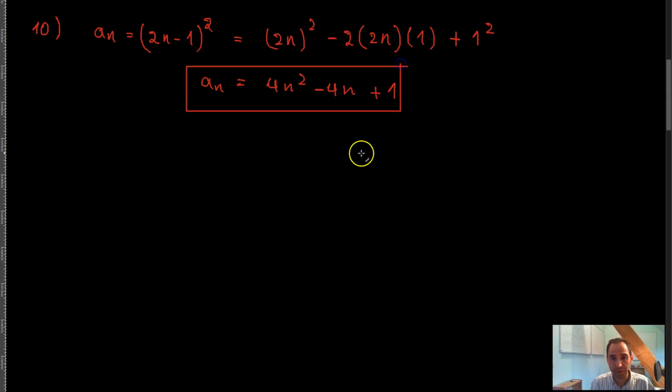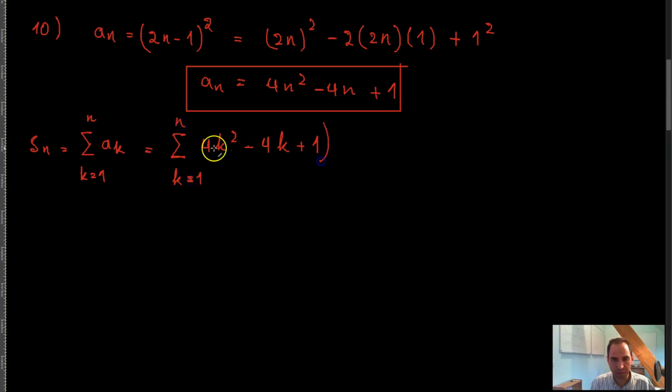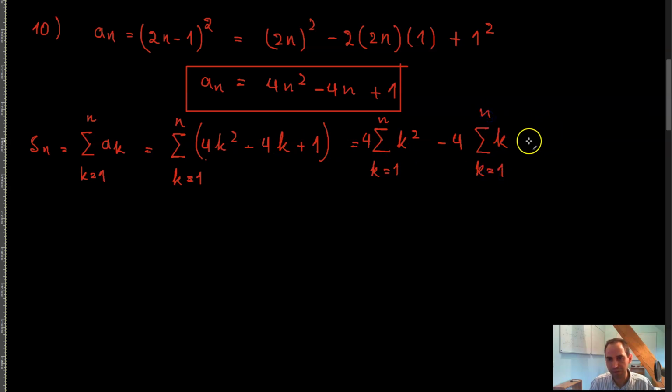That is your a of n, which means that your S of n would be sigma of a of k as k goes from 1 to n, which is the same thing as sigma of 4 times k squared minus 4 times k plus 1 as k goes from 1 to n, and that is equal to 4 times sigma of k squared as k goes from 1 to n, minus 4 times sigma of k as k goes from 1 to n, plus sigma of 1 as k goes from 1 to n.